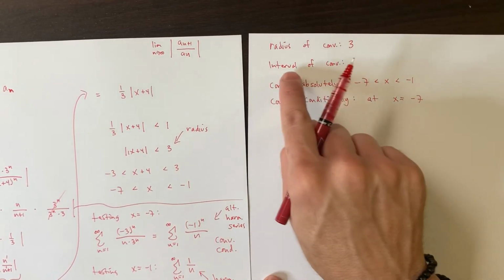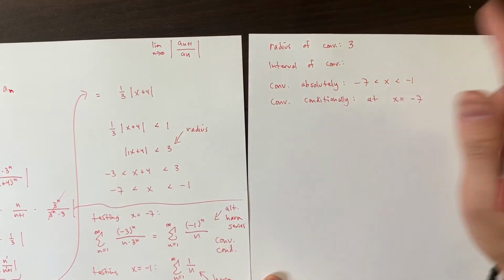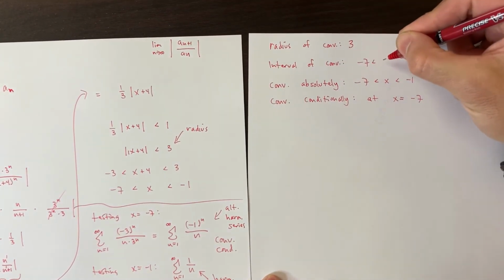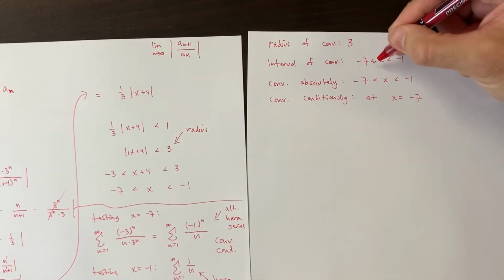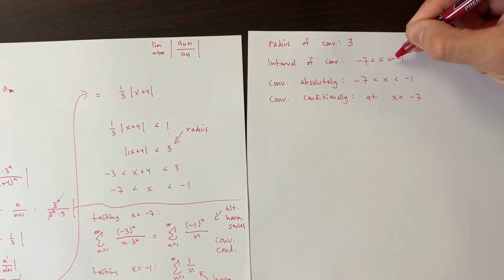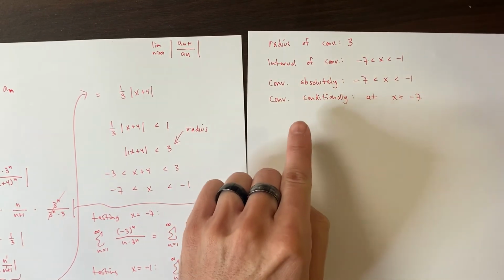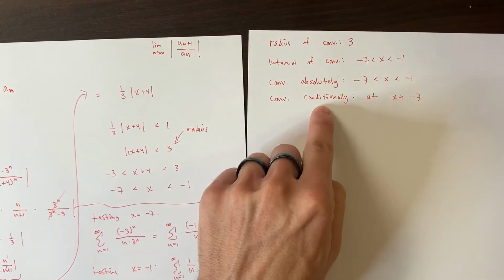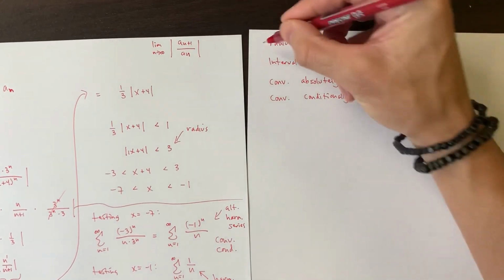Now, what is the overall interval of convergence? Well, it's at least this much. The only difference is, do I put a little bar here? Yes or no? Do I put a little bar here? Yes or no? Where did it converge conditionally? It converged conditionally at -7. So for that reason, I put a little bar here and I'm done.